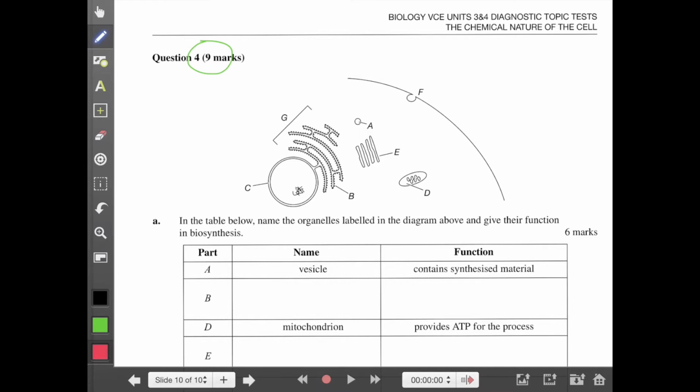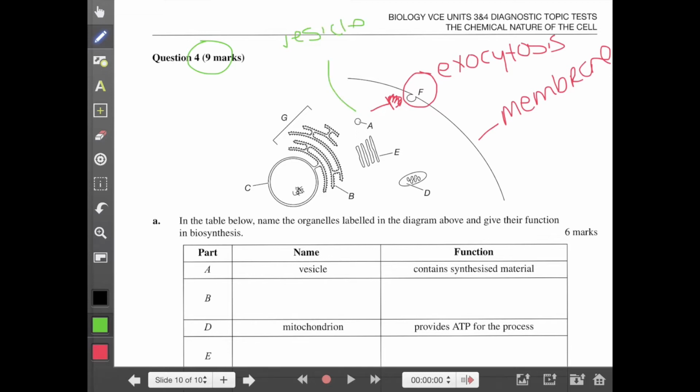So let's start with what we know. So this line here looks like it must be the membrane. Something's going on here, so maybe I'm going to say that exocytosis is occurring because it looks like there's maybe a vesicle that's moved towards that membrane, and I reckon that maybe A is that vesicle. And if we're looking at vesicles and exocytosis, maybe I'm even thinking that we've got some protein synthesis that's going on. So I haven't read anything else just yet.